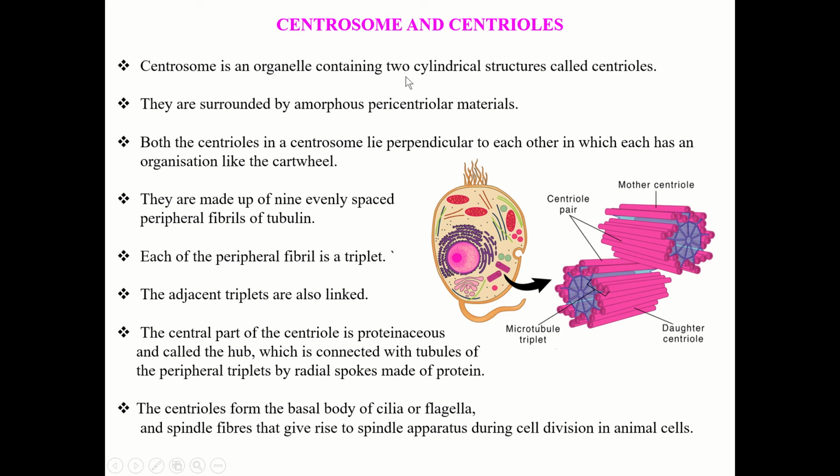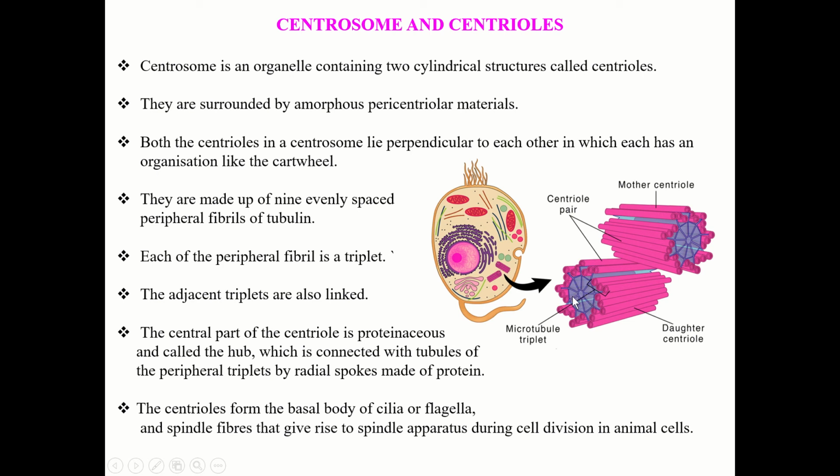Centrosome is an organelle containing 2 cylindrical structures called centrioles. These 2 cylindrical structures you can see here in the cell, together they are called the centrosome. Both the centrioles in a centrosome lie perpendicular to each other, and each has an organization like a cartwheel. You can see they lie perpendicular to each other, one like this, one on the other like this.